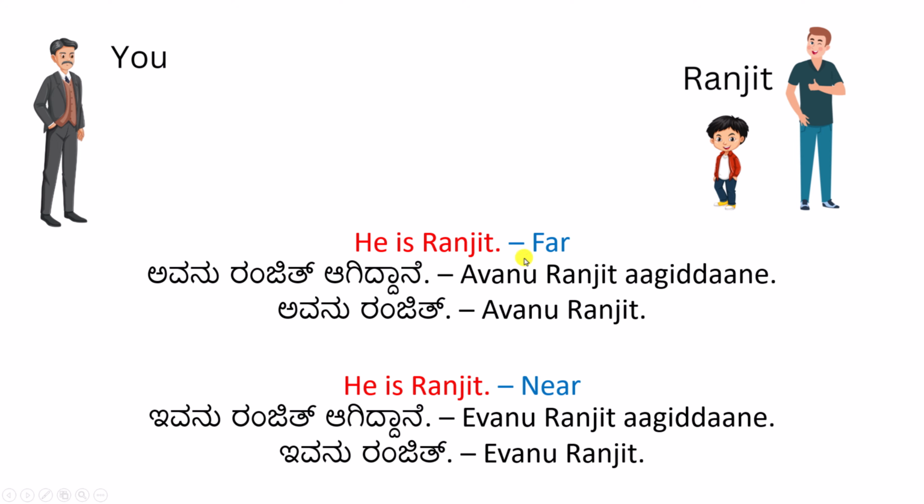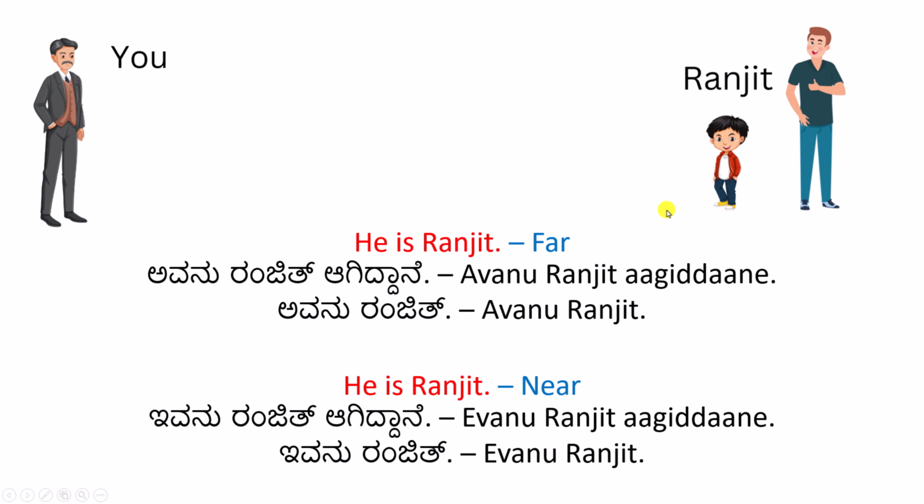Now, how far must be Ranjit away from you for you to use this sentence? There is no strict rule for this. Okay? If you consider a person is far away from you, you can use this. If you consider a person is near to you, you can say it like this. There are no strict rules for far and near.